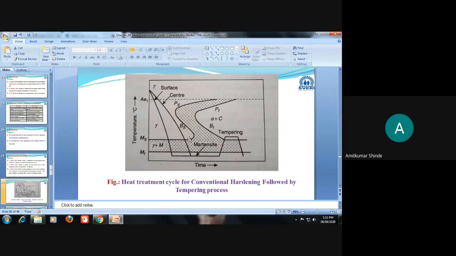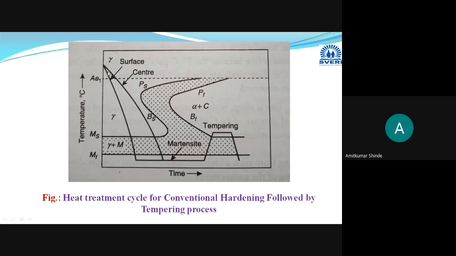Here, this is the conventional diagram, the conventional hardening diagram. Here, from this temperature zone, we are cooling it by avoiding this nose temperature. We have avoided it, and directly we are getting here, that is up to room temperature. That is, we will get the martensite here. The structure will be martensite, and this martensite will have very high hardness, and it will improve the wear resistance and cutting ability of the steel.